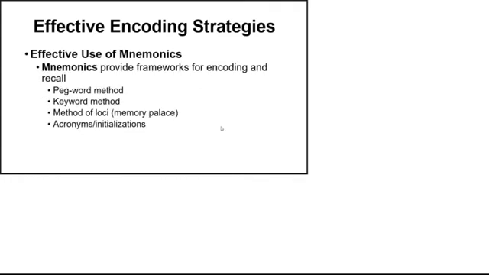All right. So another thing that we want to keep in the back of our mind, tips and tricks to help us remember things, is the effective use of mnemonics. Mnemonics are basically a kind of mental trick, a mental shortcut. It provides us a framework for encoding and recall. There's a bunch of different methods that we can use. I have 2 slides full of them here. So keyword method, method of loci, acronyms, and initializations.